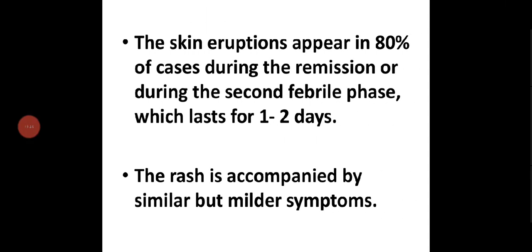The skin eruptions appear in 80% of cases during the remission or during the second febrile phase, which lasts for 1 to 2 days. Skin eruptions means there will be rashes, maculopapular rashes will occur. That is during the resting period, that is second febrile phase, which will last for 1 to 2 days. The rash is accompanied by similar but milder symptoms. Again, there will be the same symptoms like fever, anorexia like that, but they are milder.